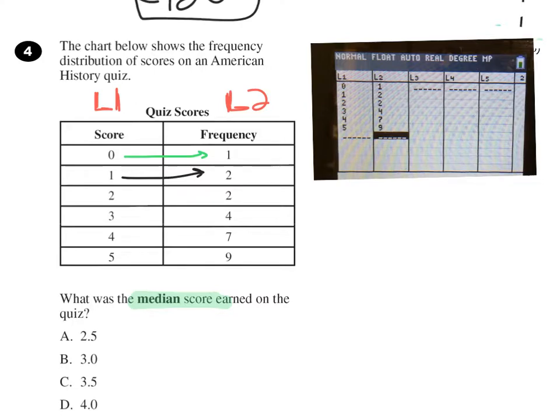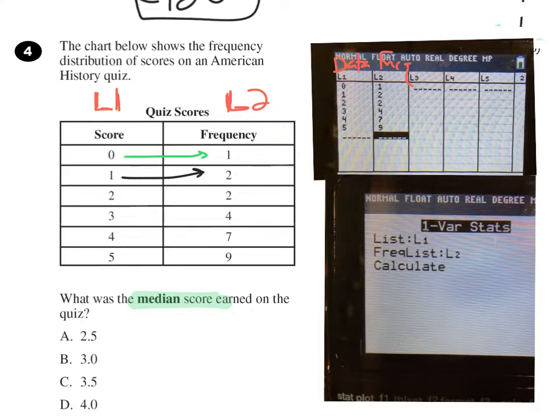So I have the data in list L1, and I have the frequencies in list 2. And now I'm going to use the frequency list feature of my calculator. I'm going to go to Stat and Calculate and One Variable Statistics. Here the key when you do these questions is, in whichever list you have your data, that has to be the list 1 of your calculator. And whichever list you have your frequencies, that has to be entered under the frequency list feature.